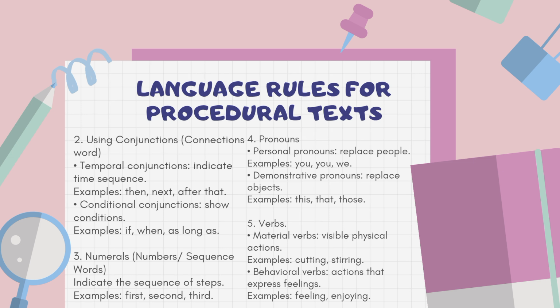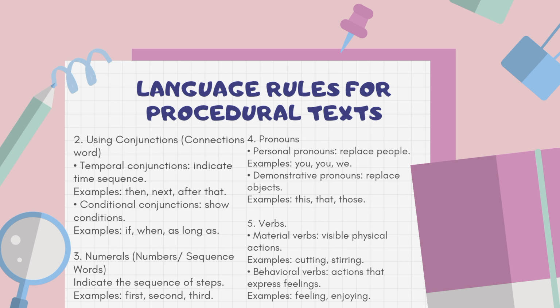The fourth is pronouns. In procedural text, they usually use personal pronouns or demonstrative pronouns. The difference is personal pronouns are for replacing people, like you, we, they, and demonstrative pronouns are for replacing objects. For example, this, that, and those.